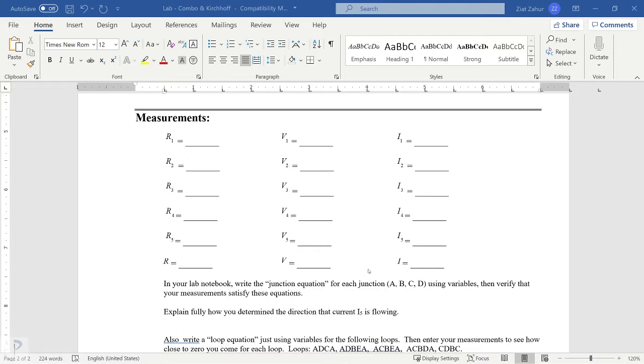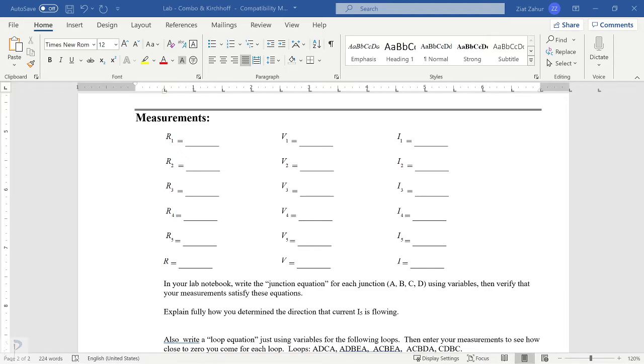All right, we have 3 junction equations. We have 3 loop equations. That's already 6 equations, and I only have 5 unknowns. So if I have 6 equations for 5 unknowns, I should be A-OK.